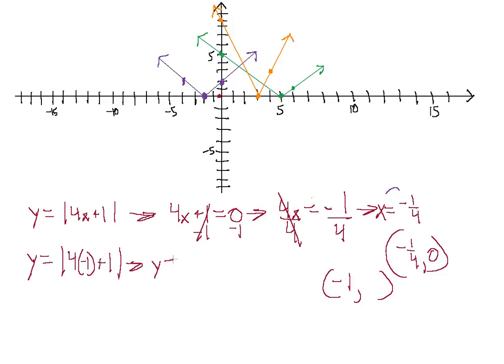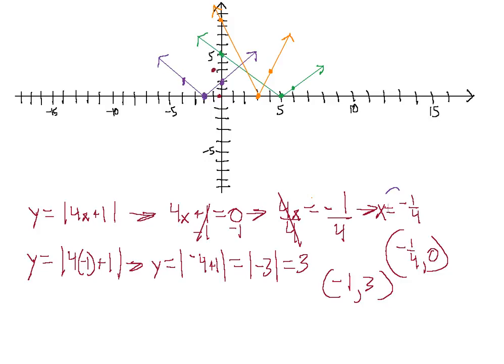That'll give us y equals the absolute value of 4 times minus 1 plus 1, and I apologize, that's a 4, not a 9. And that'll give us minus 4 plus 1, which is the absolute value of minus 3. Absolute value of minus 3 is simply 3, so we have the point minus 1, 3. And that will be right there.